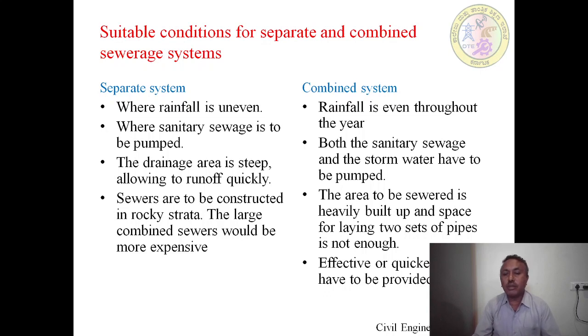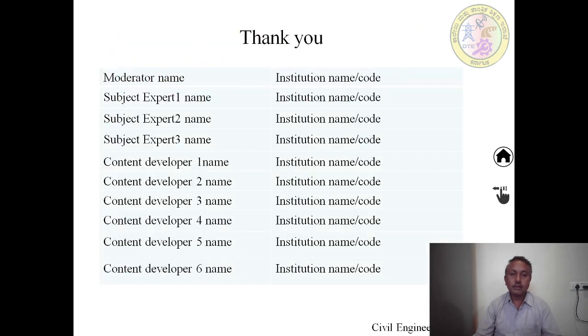Again, coming to the suitability of the combined system: where rainfall is even throughout the year, and where both the sanitary sewage and the storm water have to be pumped. In the combined system, where the area to be sewered is heavily built up and space for laying two sets of pipes is not enough, we can go for a combined system, and where effective or quicker flows have to be provided. Thank you.